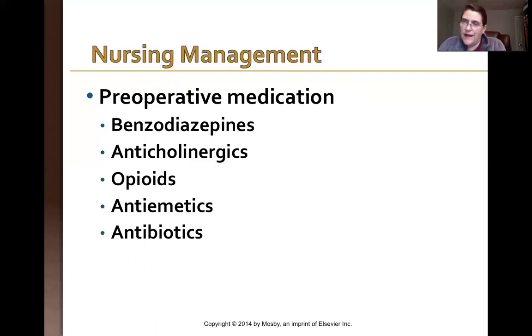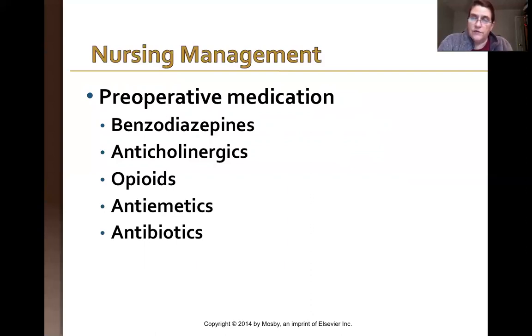And then we're going to give antibiotics, and we can give those for a variety of reasons. As I talked about, if the patient has a history of heart valve replacement or rheumatic fever, we're always going to give preoperative antibiotics because we don't want to encourage an infection. And those two conditions set a patient up for infection.